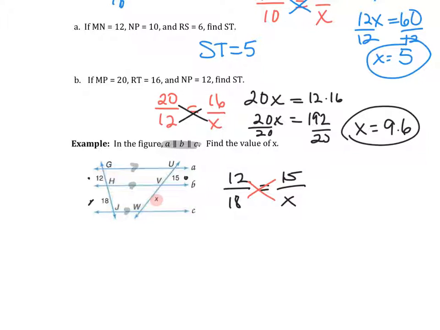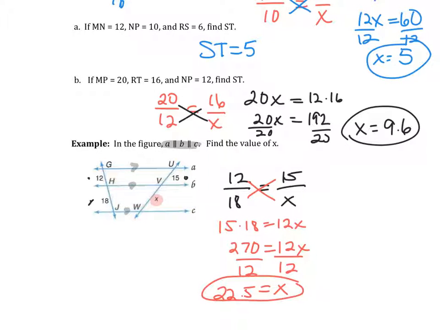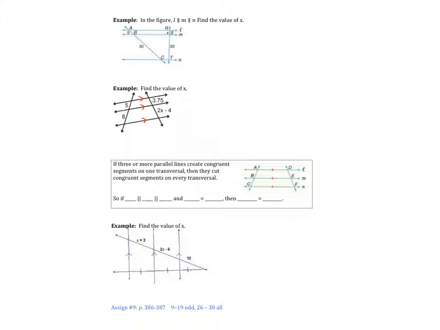15 times 18 over here. 15 times 18 is equal to 12 times x. 15 times 18 is 270 equals 12x. Second step, divide both sides by 12. I've got x is equal to, let's take that divided by 12. We got 22.5. Again, since we knew that they were parallel, we knew that those side parts, those sides of the transversals, are proportionate. Next slide here.